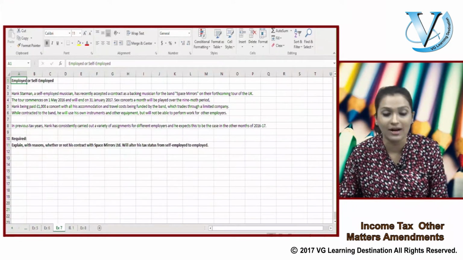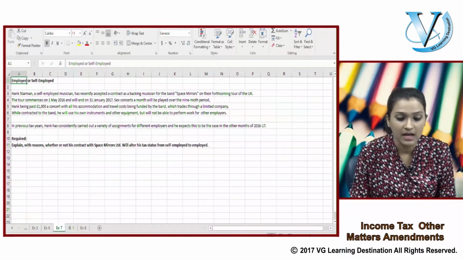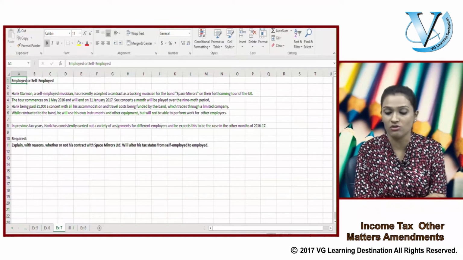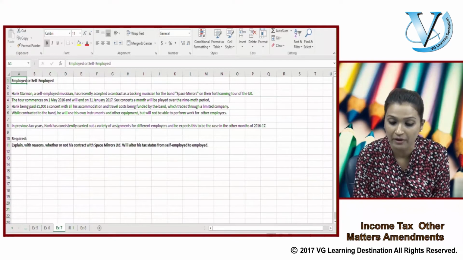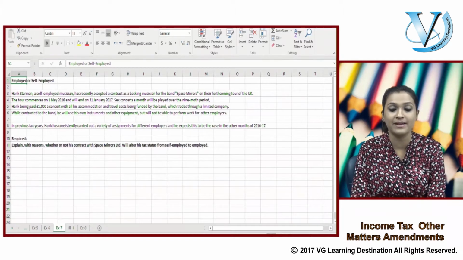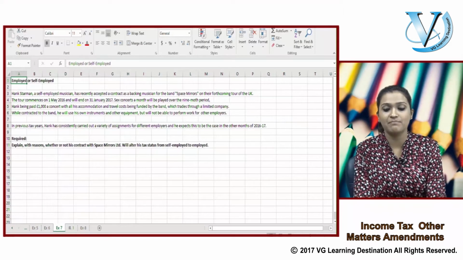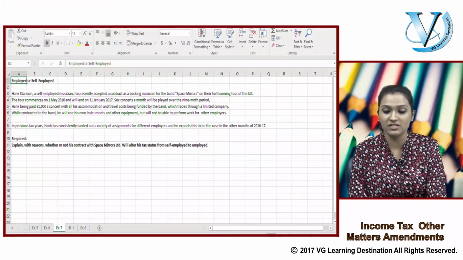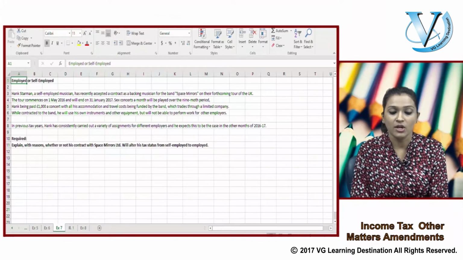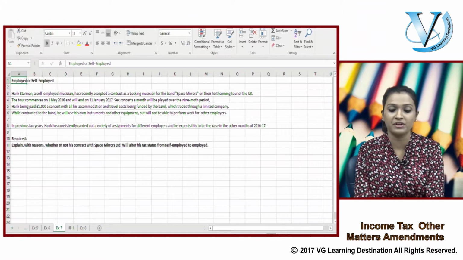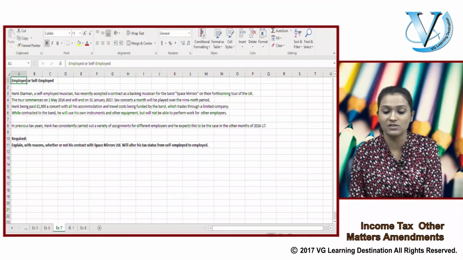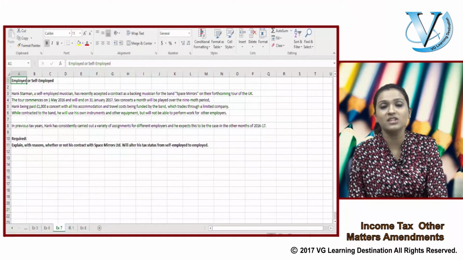Right, so employed or self-employed. Hans Starman, a self-employed musician, has recently accepted a contract as a backing musician for a band, Space Mirror. So you were a self-employed person previously, but now you've accepted a contract as a backing musician with the band Space Mirrors for their upcoming tour of the UK. The tour commences on the 1st of May 2016 and will end on the 31st of January 2017. 6 concerts a month will be played over the 9-month period.